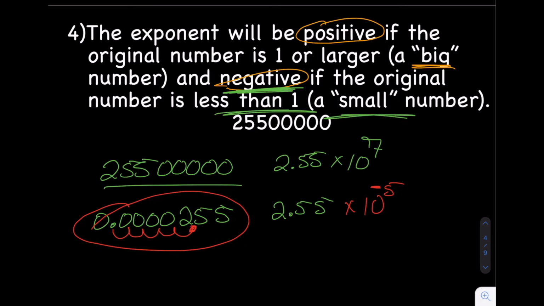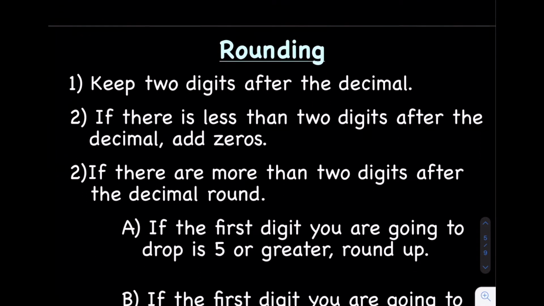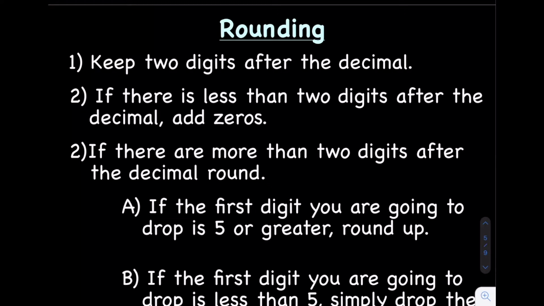We will practice this, but another point I want to go over is rounding. I think it's good practice. Hopefully a lot of you know this, but it's easy to forget the little points. So when you're rounding, for this class, we're going to keep 2 digits after the decimal. If there are less than 2 digits after the decimal, add zeros, because that won't really change anything. For example, 2 is the same thing as writing 2.00. If there are more than 2 digits after the decimal, you need to round.